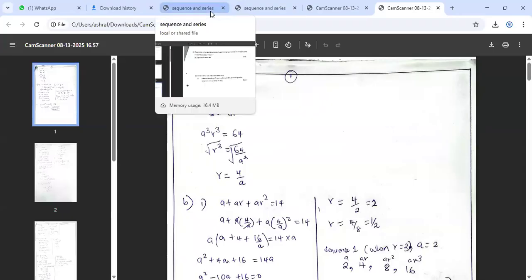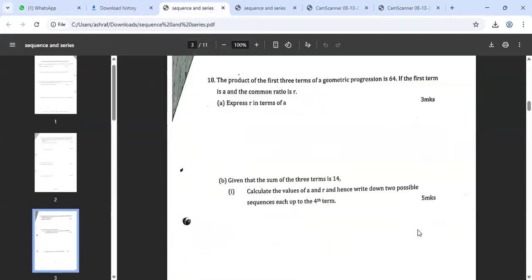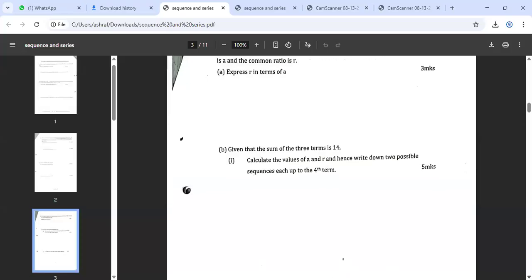Then we go to the next part of the question. Part B, you're given that the sum of the 3 terms is 14. Calculate the values of A and R, and hence write down 2 possible sequences, each up to the 4th term. So before you write the sequence, you're supposed to get the values of A and R. You've been told the sum of the 3 terms is 14. That is the first, the second, and the third terms of the geometric progression. You add them and equate to 14, and then solve for R. Try it out.